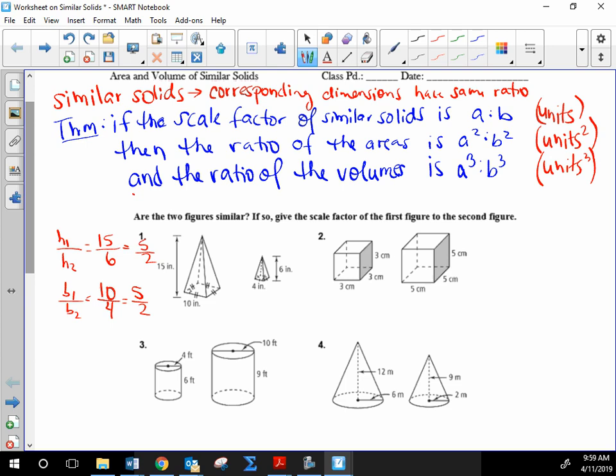So two figures similar? Yes. And it says, if so, give the scale factor. What is my scale factor? 5 to 2. So that's going to be the scale factor or the ratio for anything measured in units. So this is going to be the ratio of my slant height, because that's measured in units. This is the ratio of, I think what else we have here, the lateral edge, because that'd be measured in units. What would be the ratio of my surface areas?